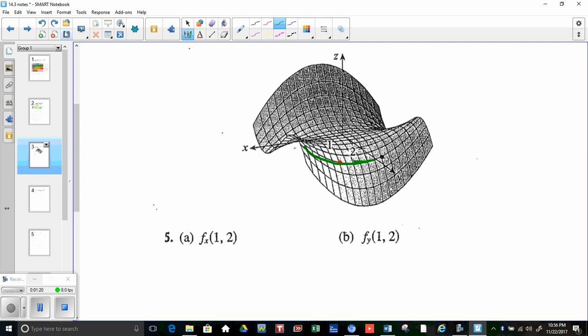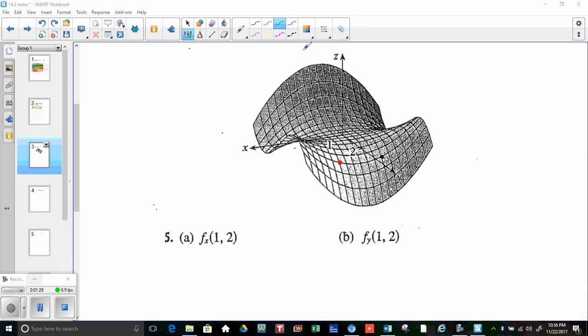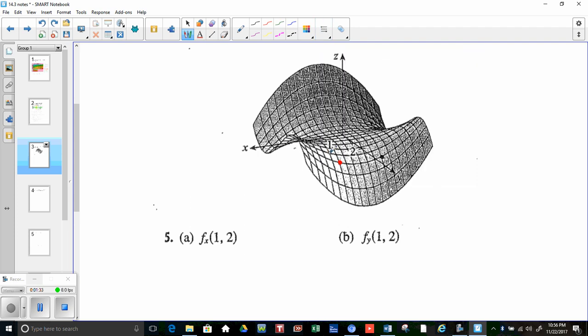That is a really, really bad sketch. Oh, new photos have arrived. Wonderful. Thank you. Let's see if I can do this a little bit easier with a thinner line.